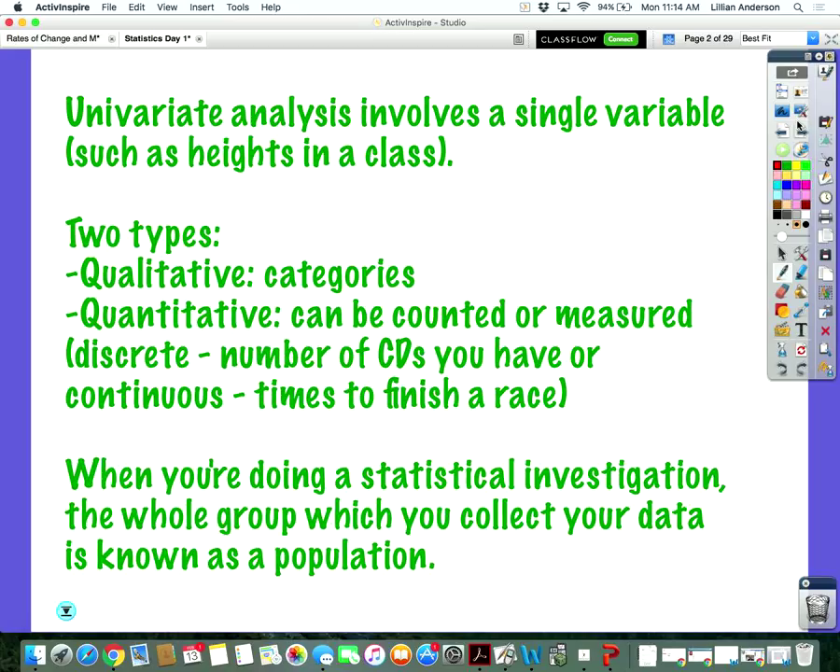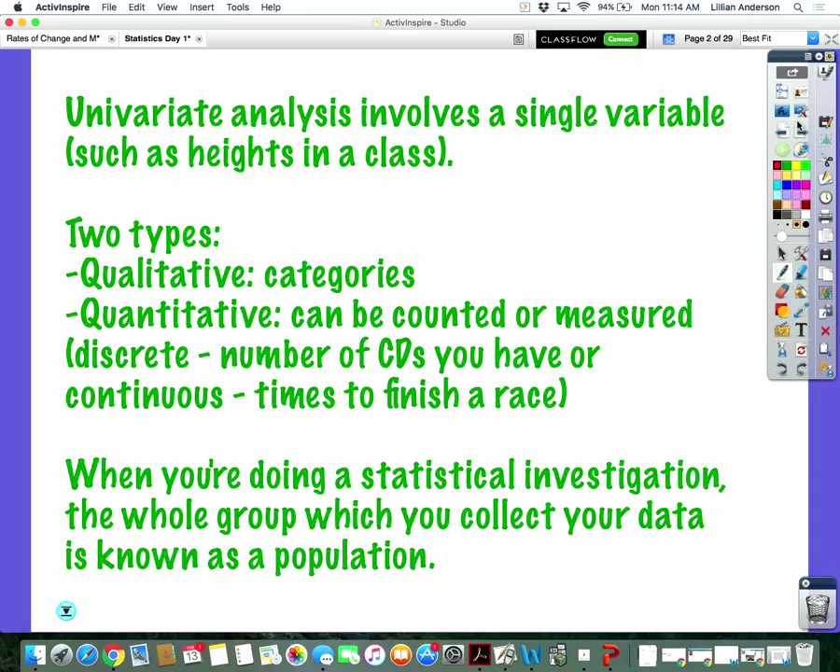Now, with quantitative data, there are two different types. There is discrete, which are like the number of CDs that you own, and then there's also continuous data, which is stuff like times to finish a race. So discrete are things that can be counted. Continuous are things that can be measured. So times, weights, things like that, those are all continuous. However, number of CDs, the amount of fish in a pond, shoe sizes, all those things are examples of discrete data. Okay? Yes?